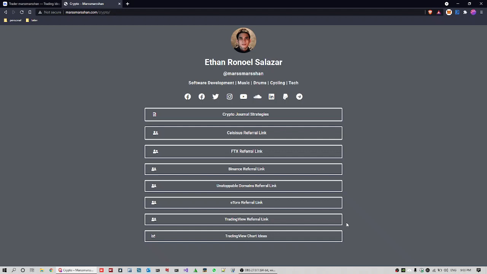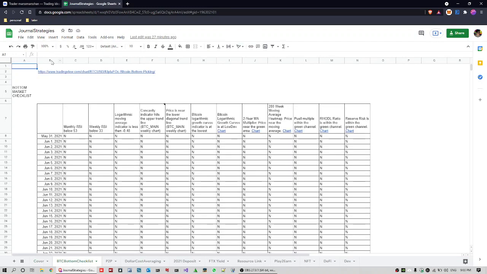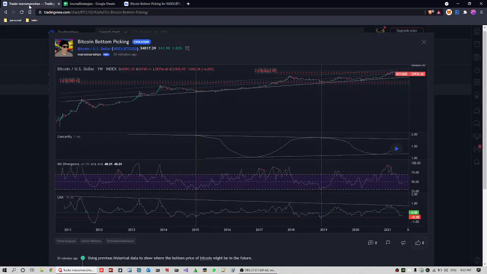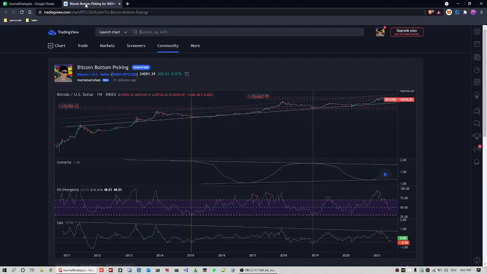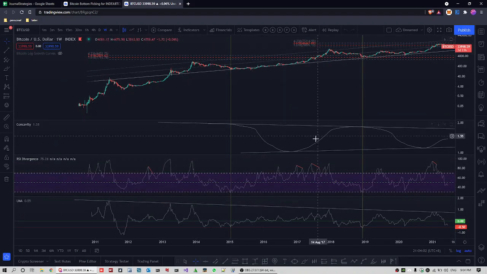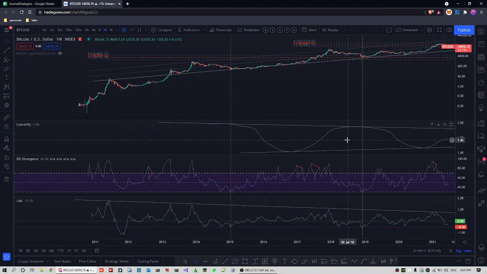And then once you have your TradingView account, click on this button, Crypto Journal Strategies. This is a Google Sheet that I share with my friends. I created this Google Sheet, and then click on this sheet, BTC bottom checklist. Click this link. It will take you to this published chart in my TradingView account. So this is the same as this one. Okay, you can close this one. Once you're on my published chart, click on this button, and then click make it mine, and then it should be saved on your TradingView account. So my chart has already been saved on your TradingView account, so you can use it freely without having to go to my profile.